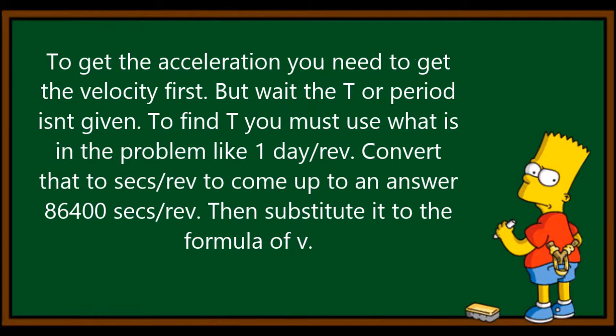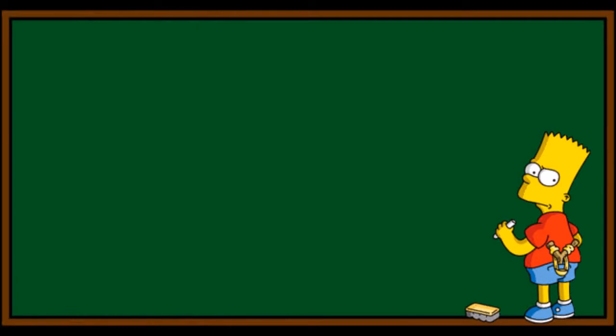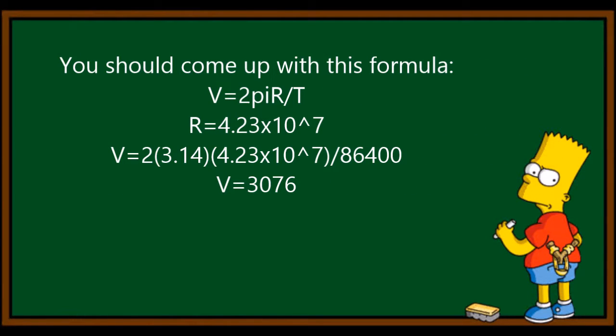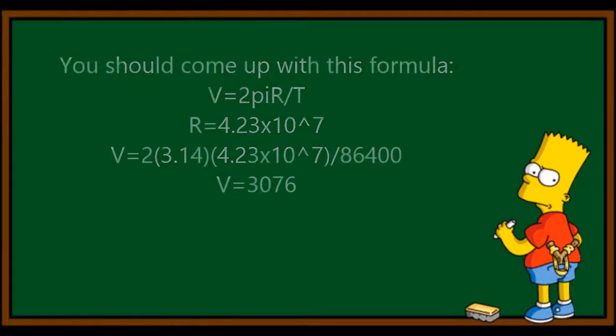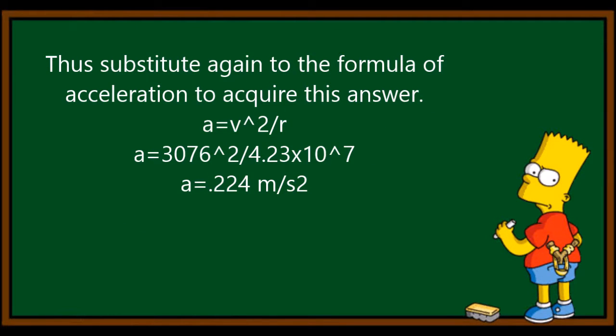To get the acceleration you need to get the velocity first. But wait, the T or period is not given. To find T you must use what is in the problem, like 1 day per rev. Convert that to seconds per rev to come up with an answer of 86,400 seconds per rev. Then substitute it to the formula of v. You should come up with this formula. Thus, substitute again to the formula of acceleration to acquire this answer.